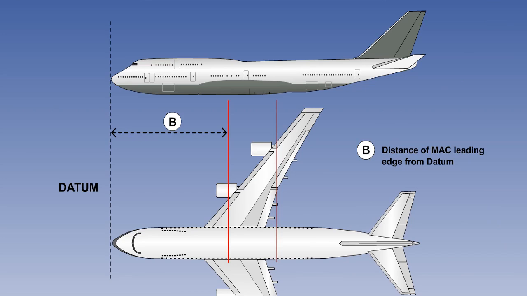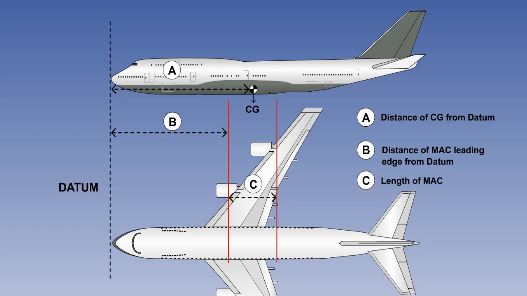We can now calculate the centre of gravity as the percentage of the mean aerodynamic chord. The length of the mean aerodynamic chord is constant and is a fixed distance from the datum. The first distance to use is the distance of the leading edge of the mean aerodynamic chord from the datum, indicated by the letter B. The second distance is the distance of the centre of gravity from the datum, which is indicated by the letter A. The length of the mean aerodynamic chord is allocated to the letter C.